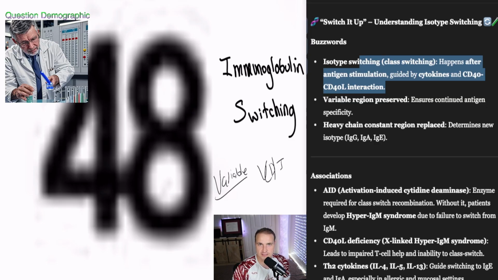And the constant regions are determined by the class, like IgM, IgG, IgA, IgE, IgD, and the isotype class switching happens after antigen exposure with help from the T cells. So you have CD40 ligand, cytokines, and the constant region of the heavy chain gets swapped. So IgM to IgG. And the variable region, that stays the same. The constant region are the parts that change during the isotype switching.